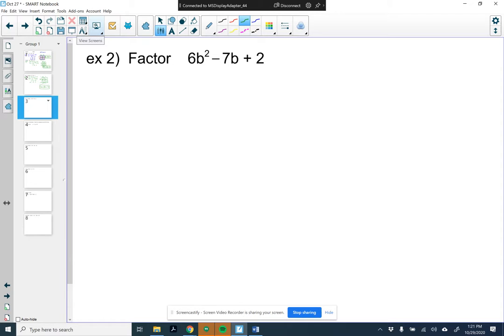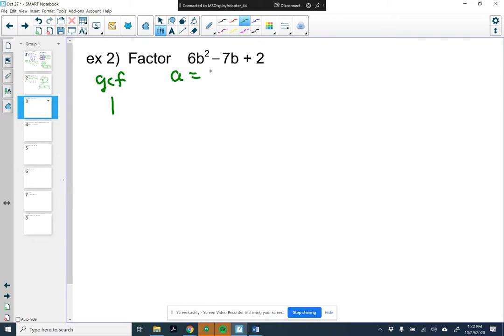Factoring 6b squared minus 7b plus 2. Look for a GCF. It is 1. 6, 7, and 2 have a greatest common factor of 1, and not every one of these terms has a b, so we don't have a b as a common factor.